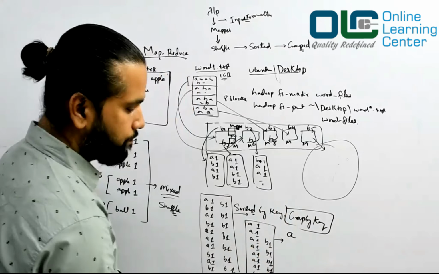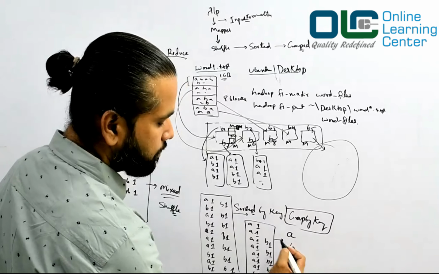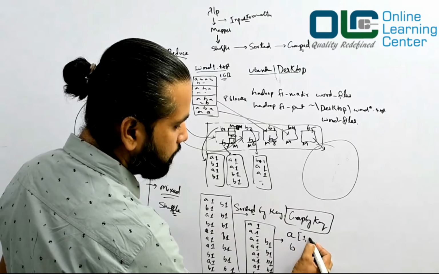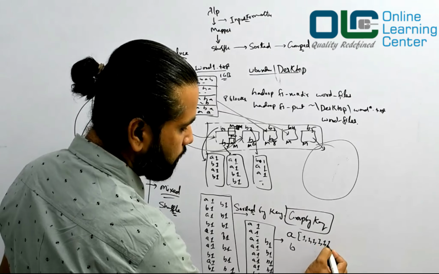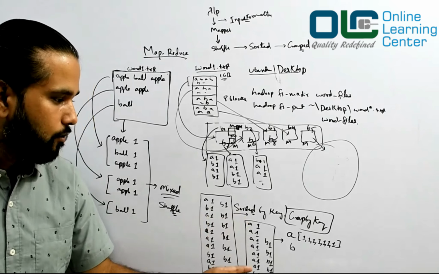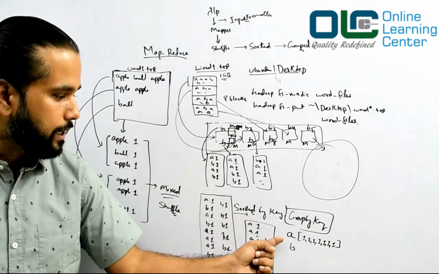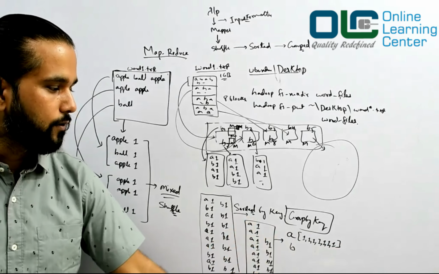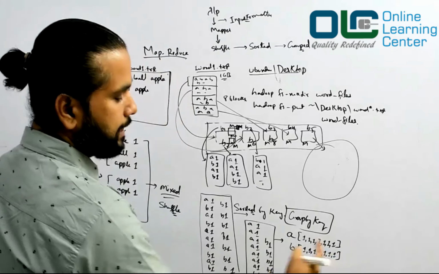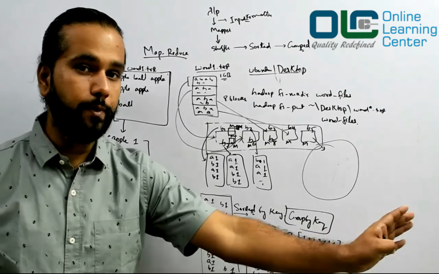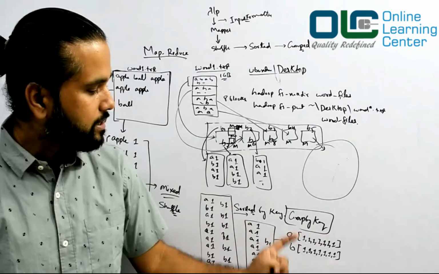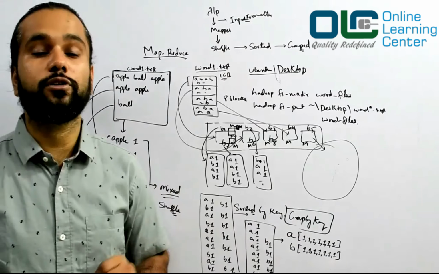A is a group key, B is a group key, right? What are all the values of A? Ones, right? So 1, 1, 1, 1, 1, 1, 1, like this. Your whole A was grouped into a lot of ones. So A is a group name, and all these values 1, 1, 1, 1, 1 would be in an array. Similarly, B would also be grouped in an array. Likewise, all your apple would be grouped, all your ball would be grouped, all your cat would be grouped, and so on. Done. So once this is grouped, then it's time to process this data.